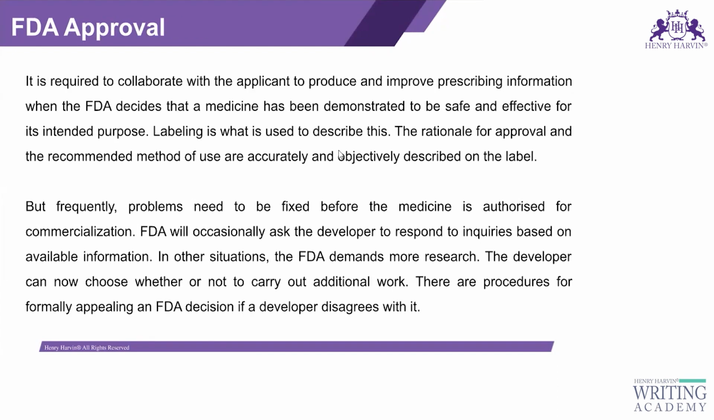Then FDA approval. It is required to collaborate with the applicant to produce the improved prescribing information when the FDA decides that a medicine has been demonstrated to be safe and effective for its intended purpose. Labeling is what is used for this. The labeling is made by the medical writer and submitted to the regulatory authorities, along with the prescribing information. According to the label and the prescribing information, the FDA decides whether the medicine is approved, safe and effective.